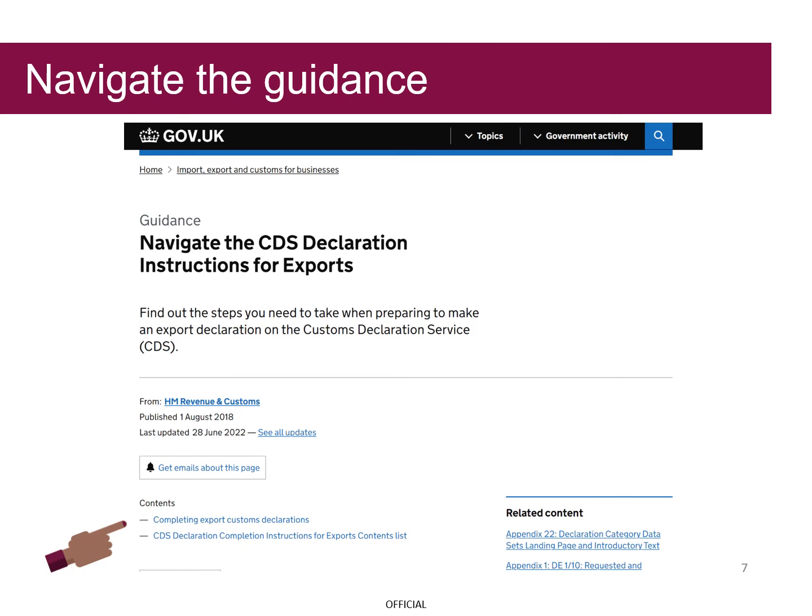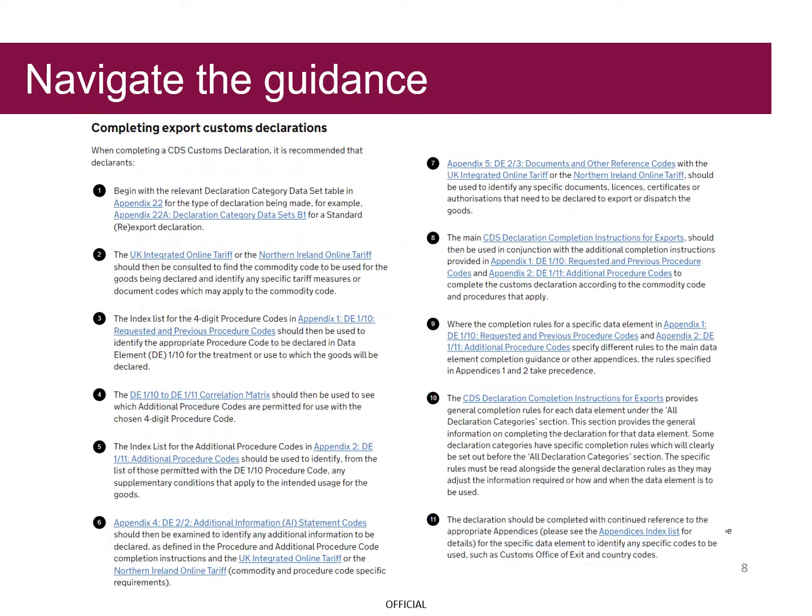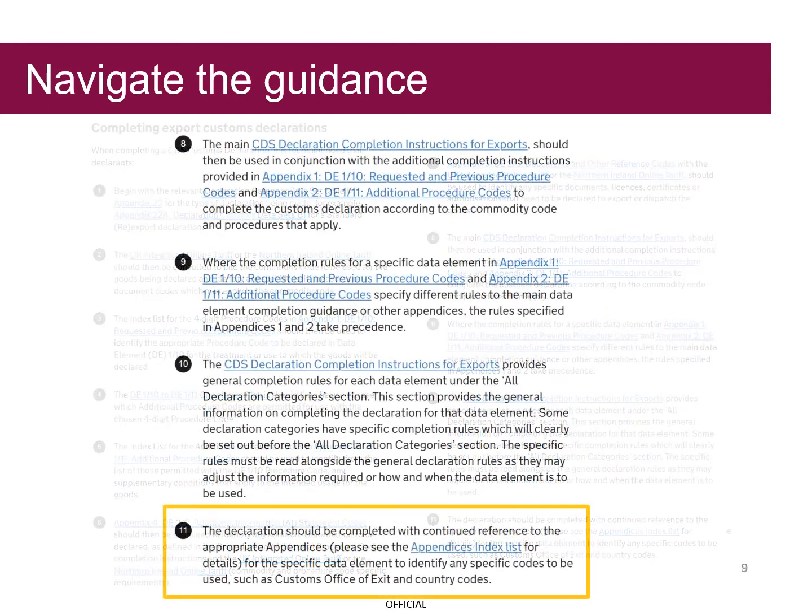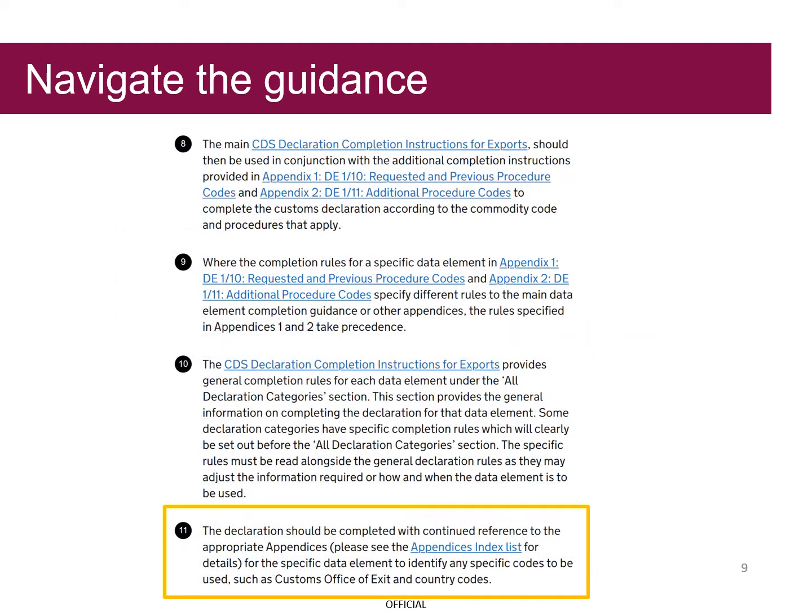Grayson needs to ensure he's on the Navigate the CDS Declaration Instructions for Exports page. If he scrolls down, he'll see the 11 steps he needs to follow. Grayson scrolls down to step 11, which focuses on completing the customs declaration whilst referring to the appendices that relate to specific data elements.